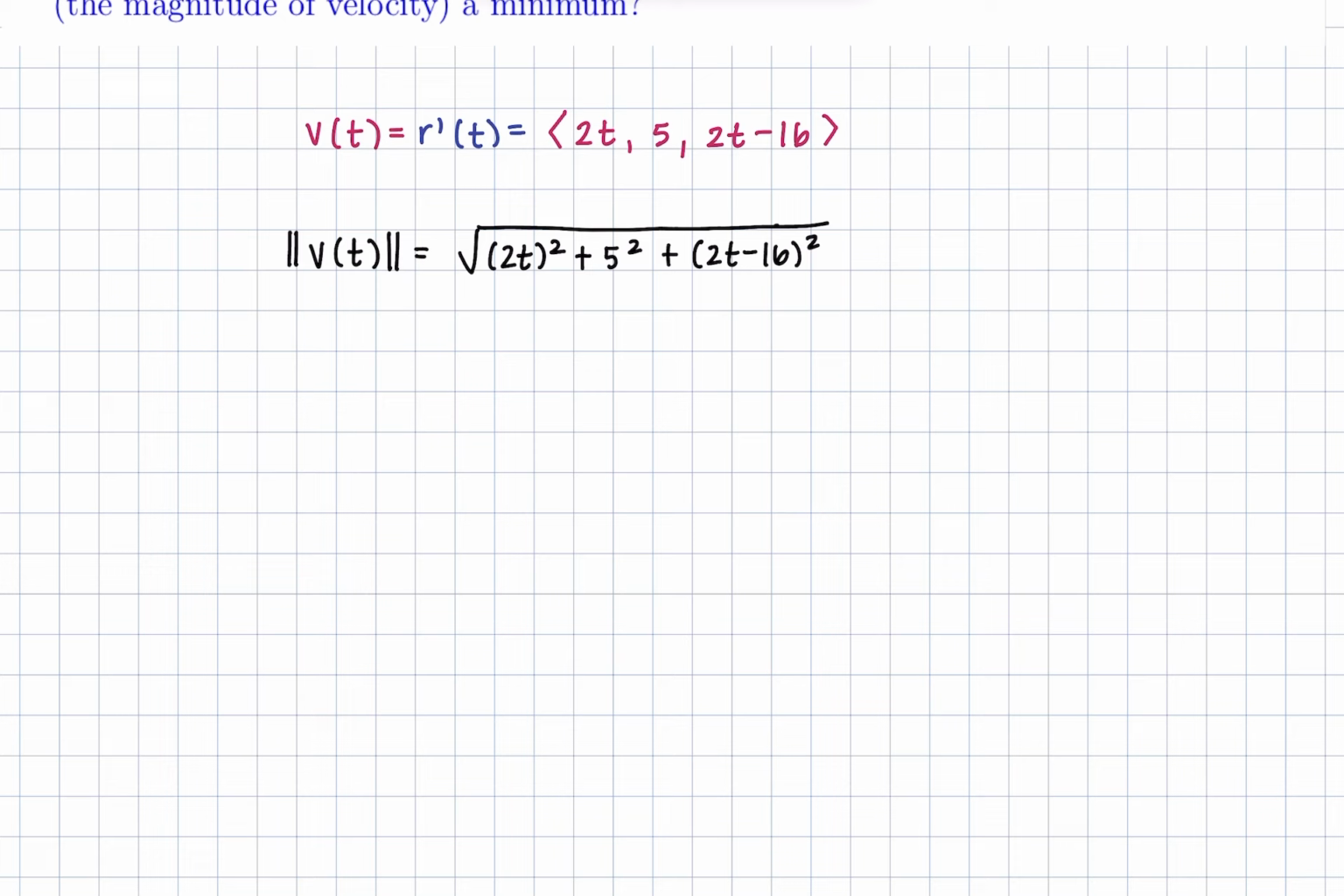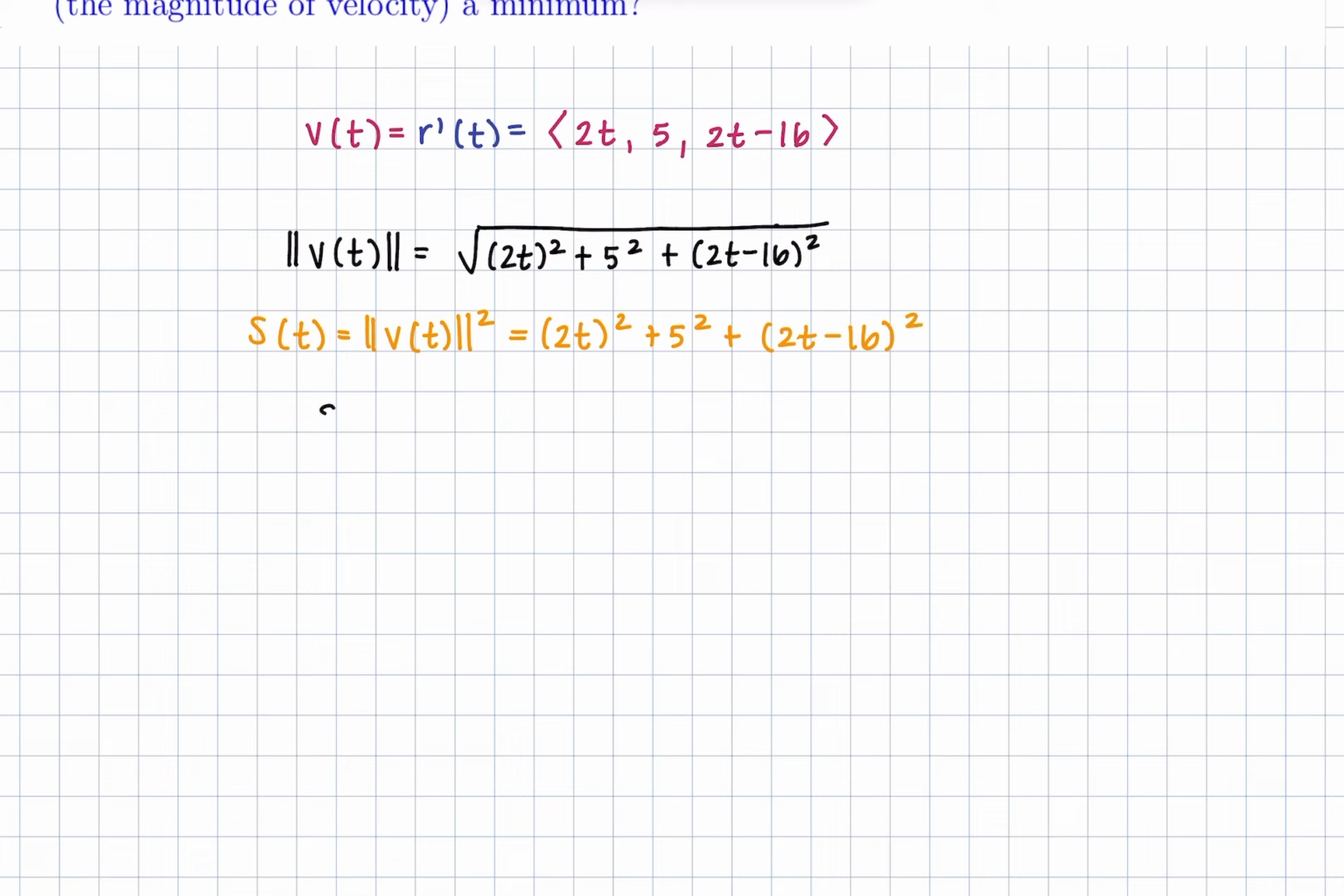Now it's much easier for further calculations in this problem not to deal with that square root. So I'm just going to square this function. So s of t, that's what I'm going to label this. You can label it any letter. It can be a of t, b of t, or anything. But for now, I'm going to label it as s of t for squared. So it equals the magnitude of v of t, squared, which equals (2t) squared plus 5 squared plus (2t minus 16) squared.